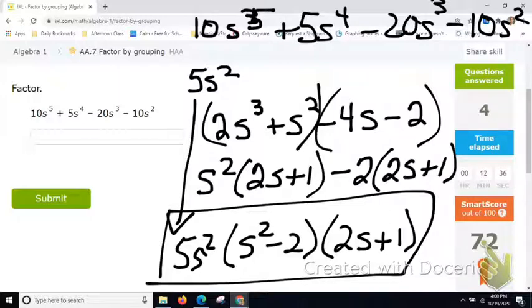All right, thanks, and tomorrow we get to do my favorite thing in factoring. So I know you're excited. I can't wait to find out what my favorite thing is.